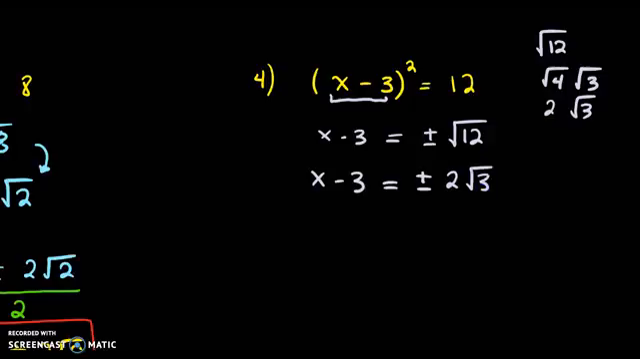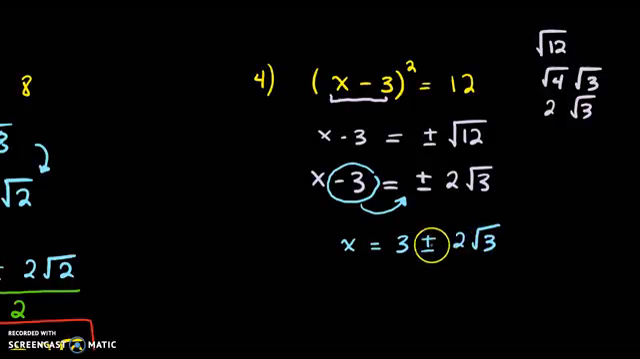Okay, now we have to solve for x. So this -3, when I move it over, it was negative, so when I move it over, we now have it positive. So x is equal to positive 3 plus minus 2 square root of 3. Again, we cannot combine these since they are not like terms, so we say that this right here is our solution.